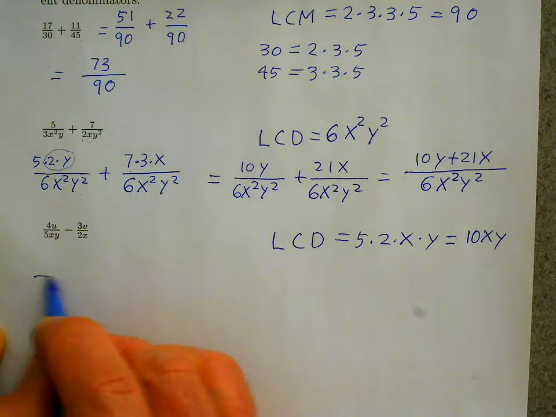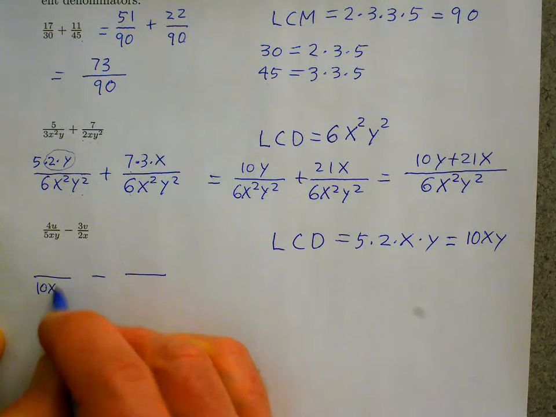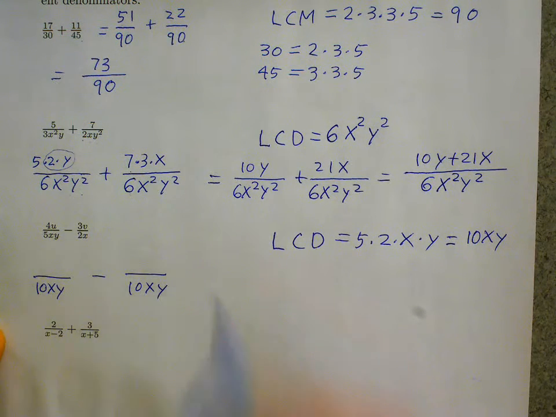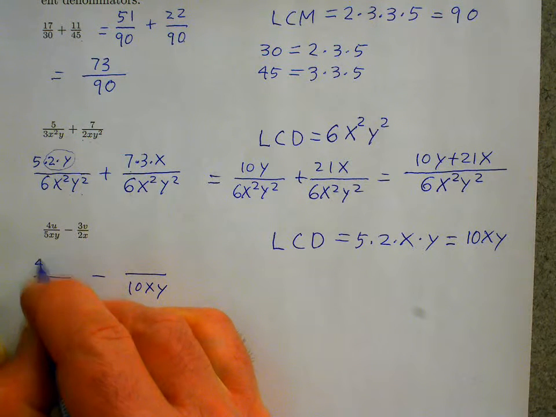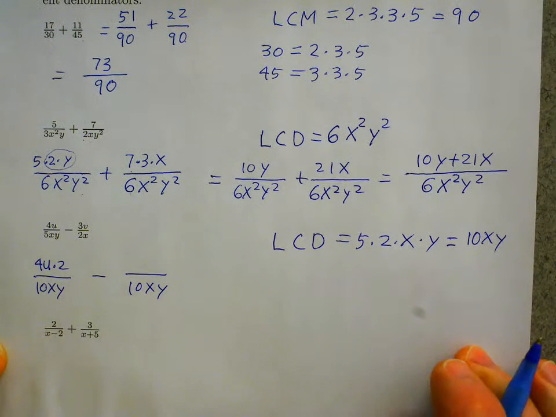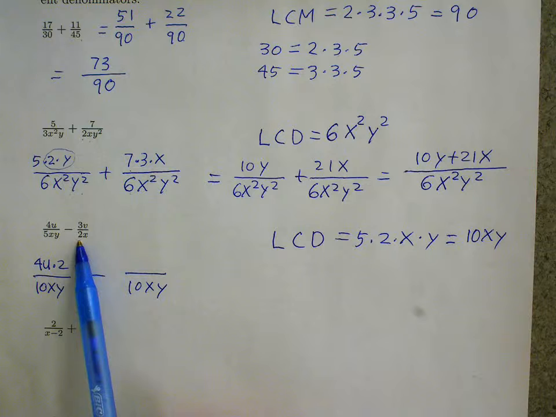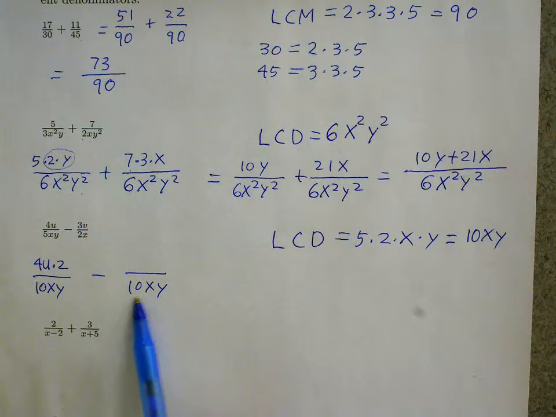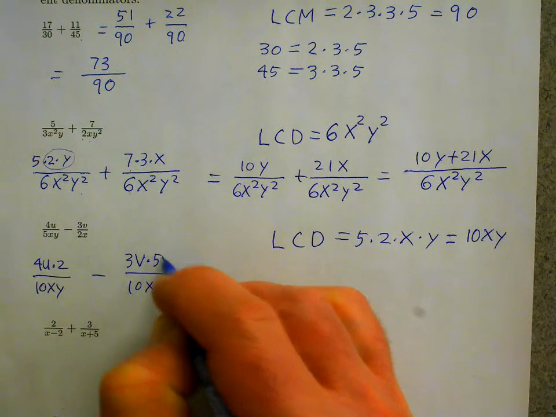Okay, so rewrite the difference with the common denominator 10 times xy. The fraction on the left, the difference between 5xy and 10xy is a factor of 2, so we have to multiply 4u times 2. And then for the next fraction, the difference between the denominator 2x and the denominator 10xy is 5y. So we multiply the numerator 3 times v times 5y.